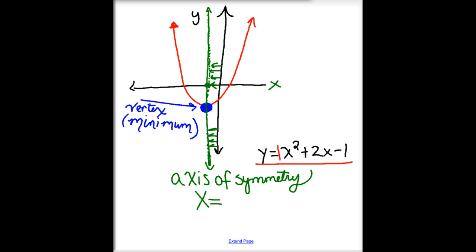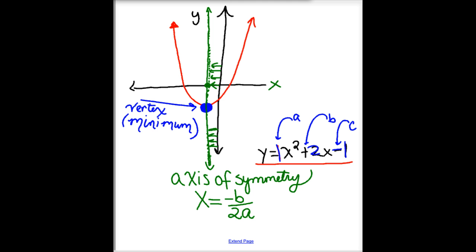To find it, what we do is we do the opposite of b over 2 times a. And you might say, well, that's great, but what are b and what are a? So let's go talk about that. They are the numbers up here in the quadratic function. So a is this first one, b is this second one, and c is this third one.